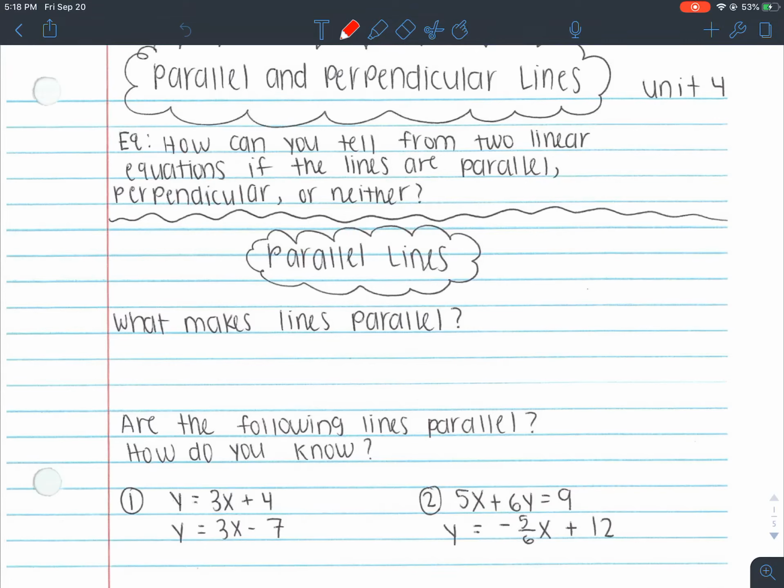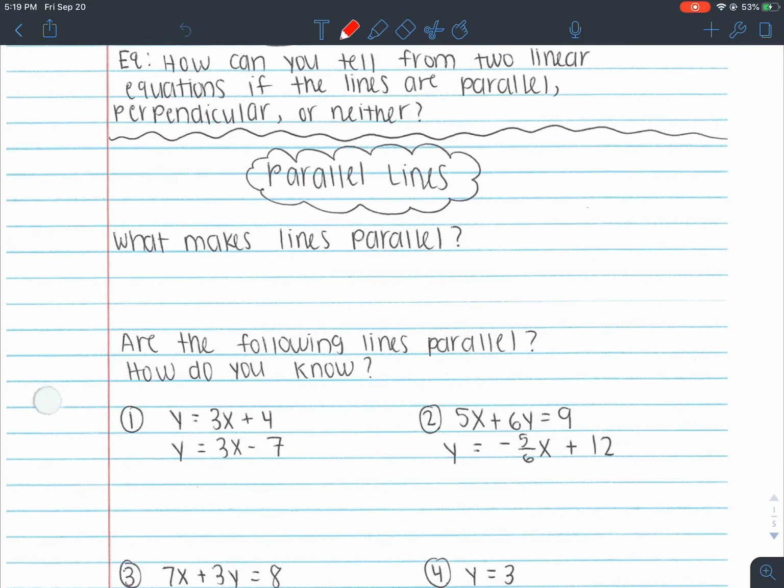Hey guys, these notes are for parallel and perpendicular lines, our first section of notes for Unit 4. Our essential question is, how can you tell from two linear equations if the lines are parallel, perpendicular, or neither? In Unit 3, we talked all about lines. We talked about all the different forms: slope-intercept, standard form, and point-slope form. In Unit 4, we're applying them a little bit more and talking a little bit more about lines. So today we're going to talk about parallel and perpendicular.